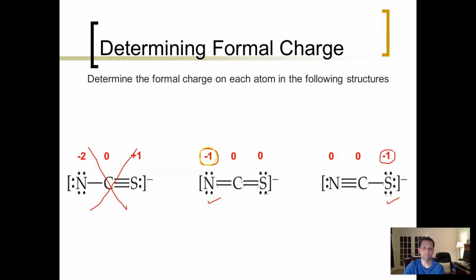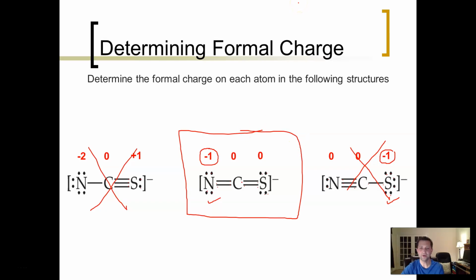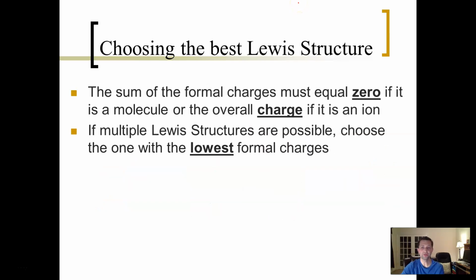So nitrogen would better handle that -1 charge than sulfur would. So that's going to negate that structure. This will be your more preferred structure right here. All right? So the sum of the formal charges must equal 0 unless it's an ion.